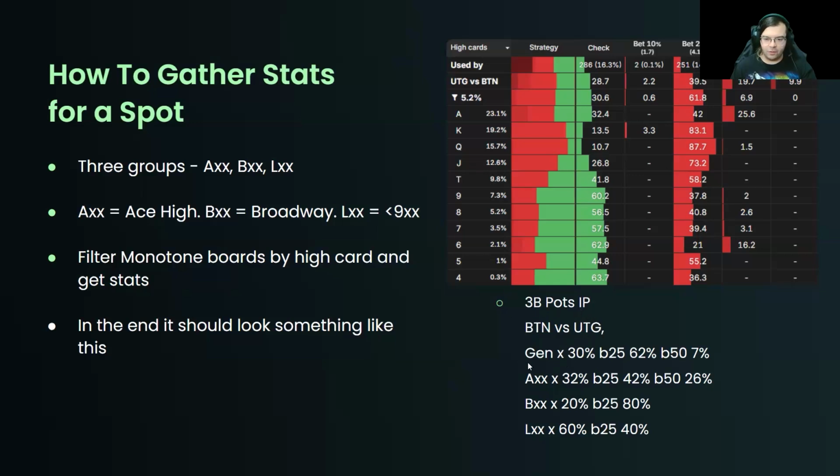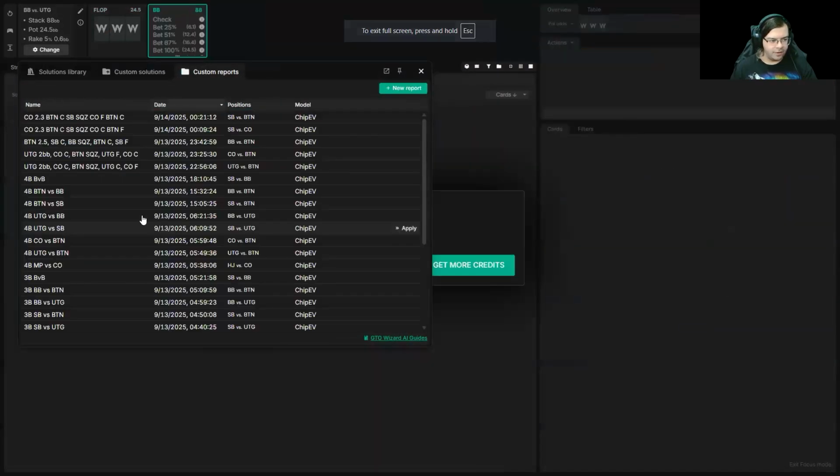In general, we look at the general stat, and it's going to be 30% check, B25 62%, B50 7%. On an ace high, we filter out the ace high. We're going to do check 32%, bet 25 42%, and B50, this is the only spot where B50 is actually getting used on the ace high, 26%. I just round this up. You don't have to be extremely precise. You don't need the decimal. Then you take these, and I'm going to try to demonstrate it a little bit in GTO Wizard. So how do we go about this spot? So I go to custom reports where I did it.